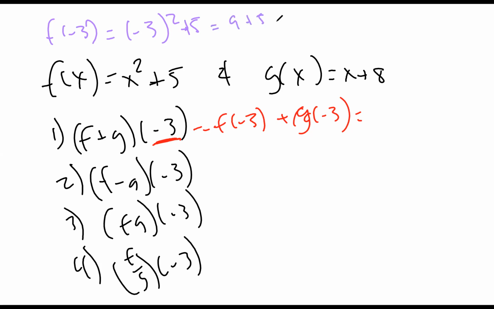Okay, so -3 squared is going to give me the number 9. And 9 plus 5 is going to give me the value 14. And so I know that f of -3 is 14. Any questions on that?